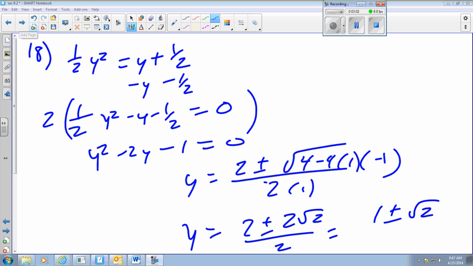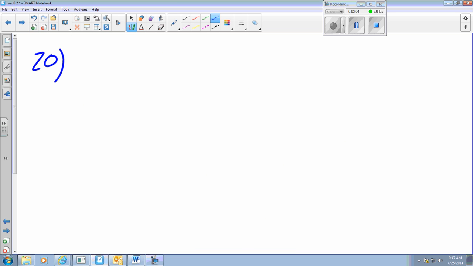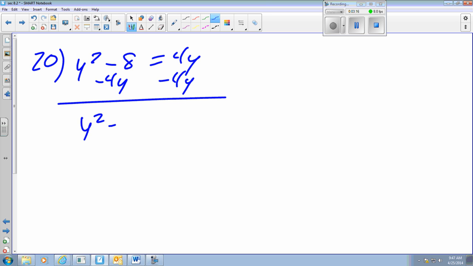Now we're going to do question number 20. 20 says y squared minus 8 equals 4y. Again, we need to get everything on one side, so I'm going to subtract 4y from both sides. And I get y squared minus 4y minus 8 equals 0.